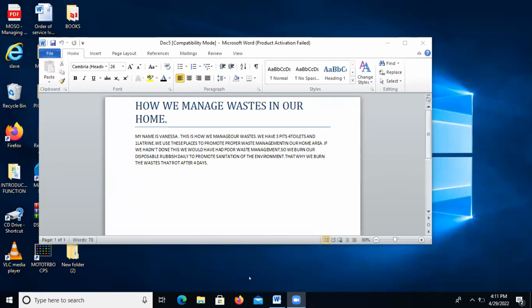This is my poster about waste management in our home. Sorry, Vanessa. Yes. Maximize your screen. Near that close button, maximize.